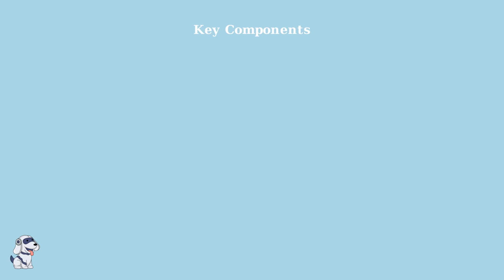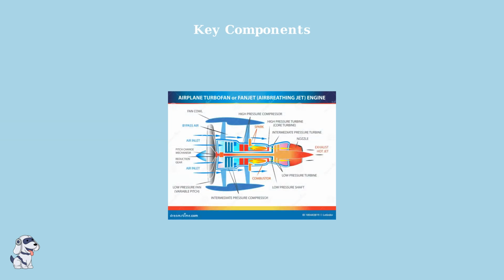A jet engine consists of several key components working in perfect harmony to generate thrust. Each component plays a crucial role in the engine's operation. This diagram shows a modern turbofan engine with its main components clearly labeled. Air flows from left to right through each section, being transformed at every stage.